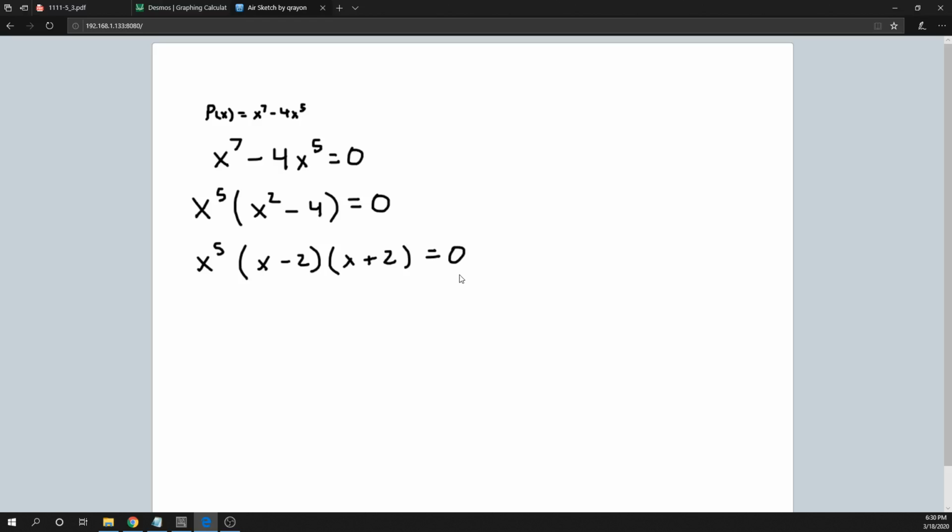If I multiply a bunch of numbers together and I get 0, that means at least one of those numbers had to be 0. So either x to the 5th is 0, x minus 2 is 0, or x plus 2 is equal to 0. Now I can solve each of those. Over here, if I add 2 to both sides, I get x equals 2. Here, if I subtract 2 from both sides, I get x equals negative 2.